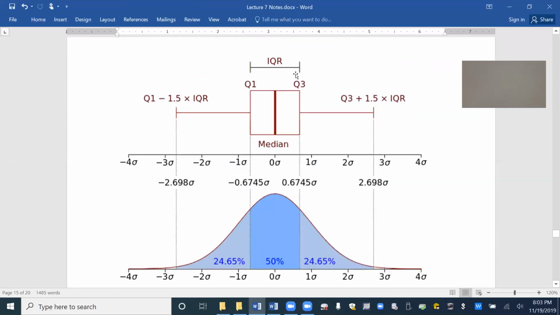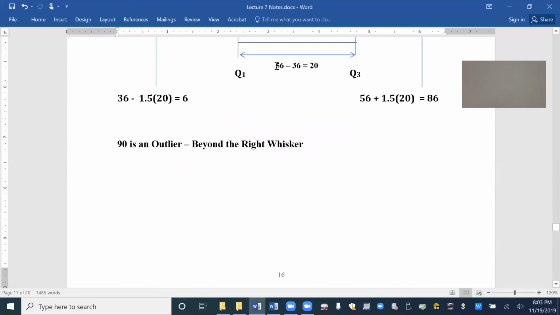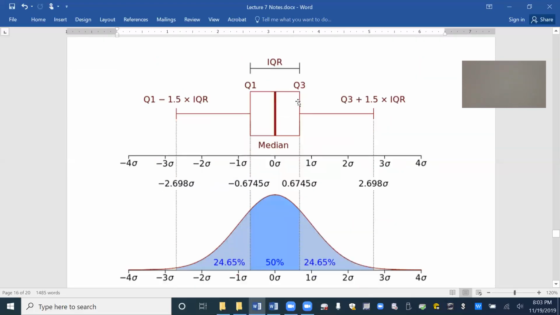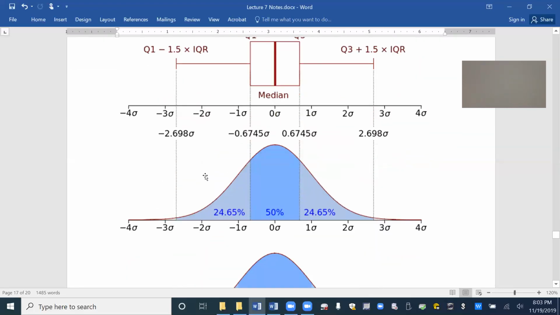Okay, so what the outliers correspond to, if it were a normal curve, which it wasn't, is almost plus or minus 3 standard deviations away from the mean on a normal curve. Almost 3 standard deviations.